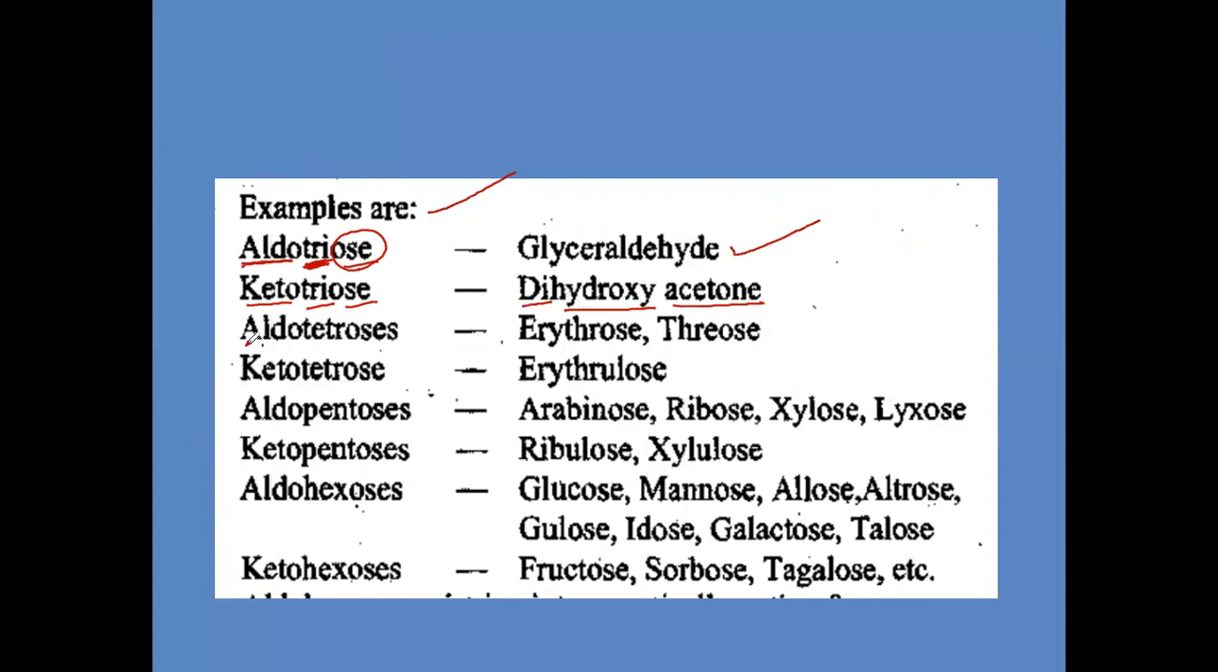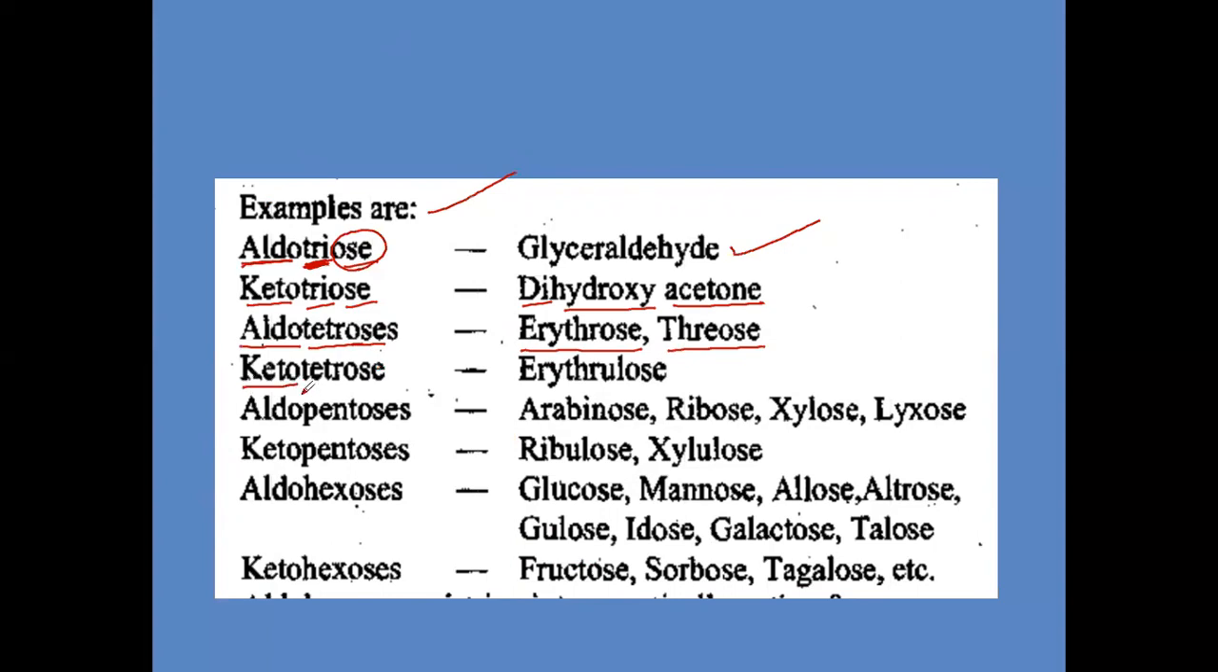Dihydroxyacetone. And then aldotetrose. Aldo means aldehyde group here. Tetra means 4 carbons in each molecule. Ose indicates a sugar molecule. So it is a sugar molecule with 4 carbon atoms containing one aldehyde group. Example, erythrose. Erythrose and threose are examples of aldotetroses.